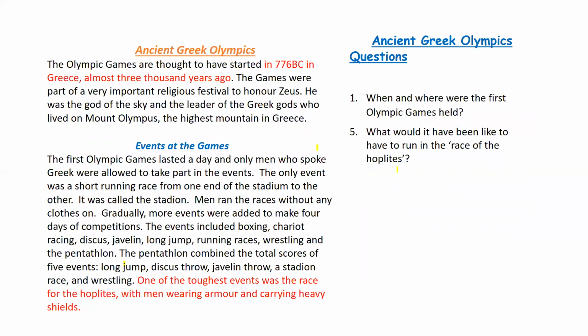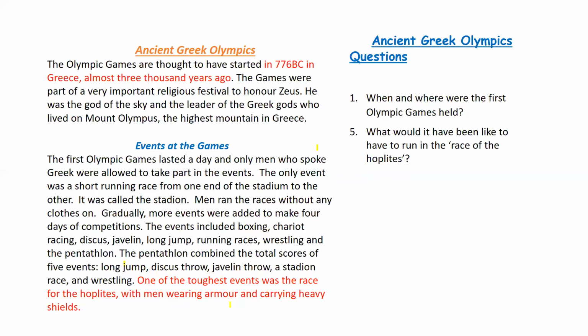And then question 5, what would it have been like to have run in the race of the hoplites? That is not a question that's found within the text, but it is an inference question, and we need to read between the lines. If I skim and scan my text, where it says events at the games, and near the bottom of the text, it says one of the toughest events was the race for the hoplites, with men wearing armor and carrying heavy shields.